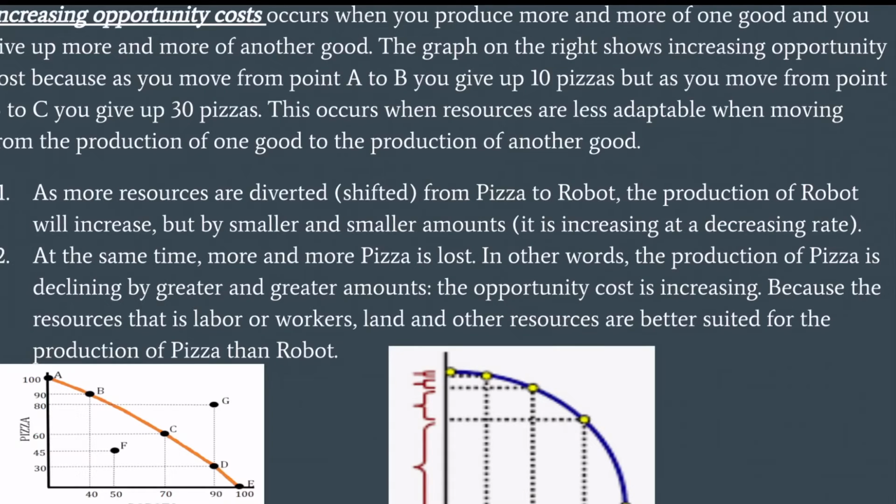The opportunity cost is increasing because the resources, such as labor or workers, land or other resources, are better suited for the production of pizza than robot. That's the reason why the increasing cost happens or takes place when you are shifting from the production of one good to the other.